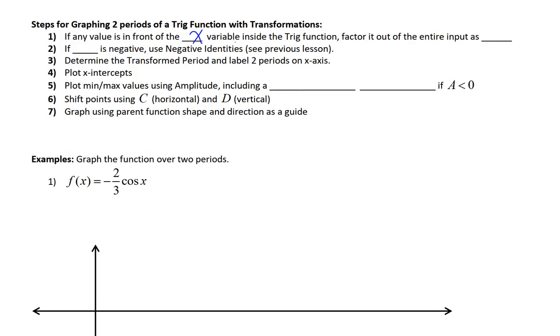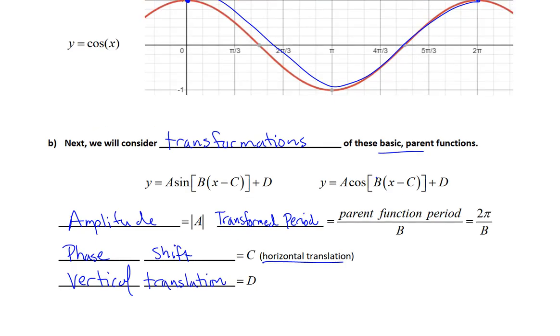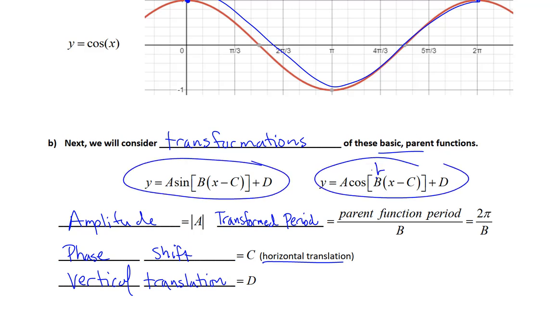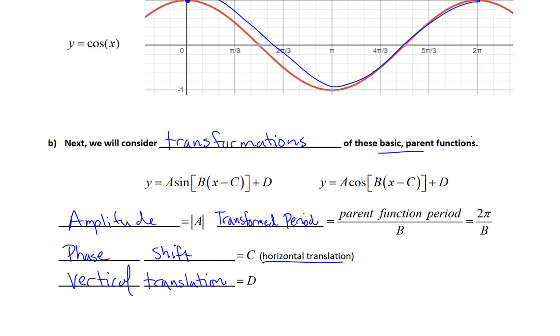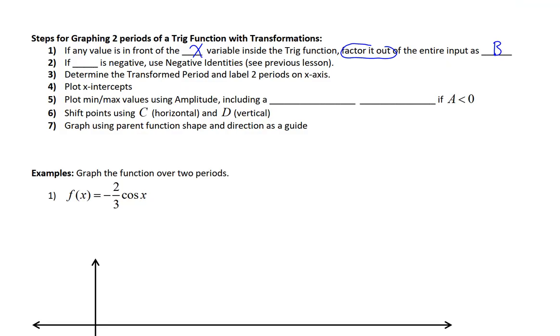So if any value is in front of the x inside the trig function, factor it out of the entire input as b. Okay, so that's what you can actually see done in the transformation formulas above here for sine and cosine. The letter b is factored out in front of the parentheses. So it's written that way in these formulas on purpose because that's our goal, but you don't always see it written that way when you're given a problem, as we'll see. Okay, that's step 1.